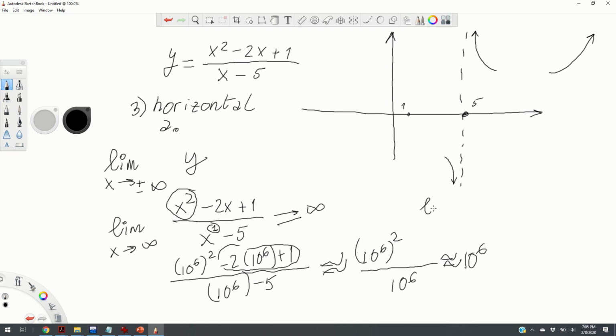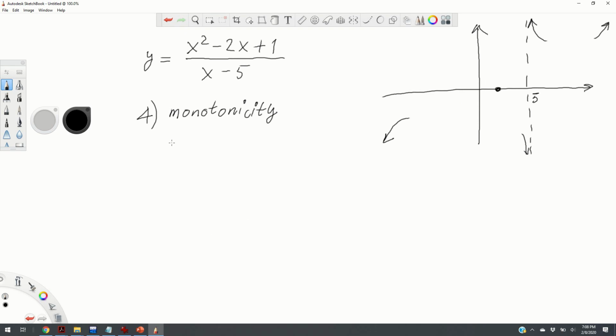Similarly, you can show that when x goes to minus infinity, the function will go to minus infinity. Why is that? Because the denominator will be negative and the numerator will be positive, and similarly you will have 10 to the power 6 squared over minus 10 to the power 6, and this will be minus infinity. So we know that when x tends to negative infinity, the function will go to negative infinity.